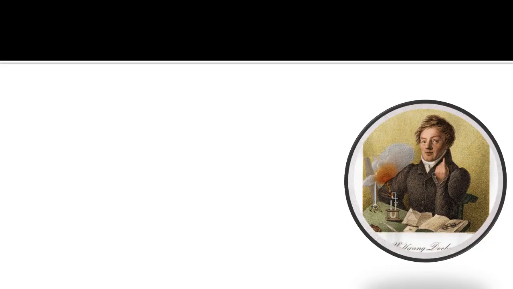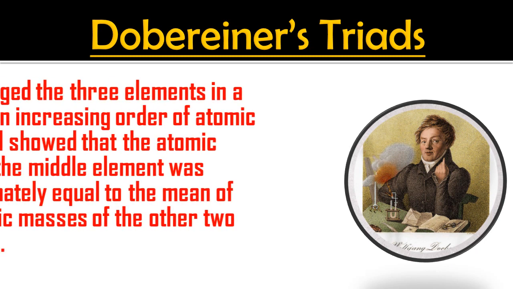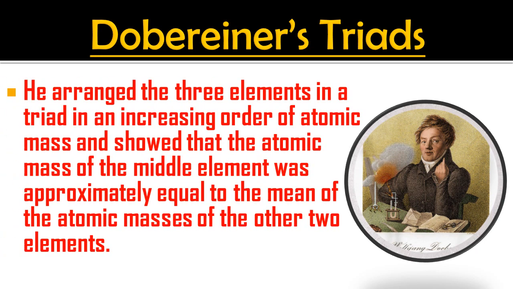In our previous video we did Dobereiner's triads. This is also a theory about classification of elements. Dobereiner made groups of 3 elements each having similar chemical properties and called them triads. He arranged the 3 elements in a triad in increasing order of atomic masses and showed that the atomic mass of the middle element was approximately equal to the mean of the atomic masses of the other 2 elements. So this was Dobereiner's triads theory about classification of elements.